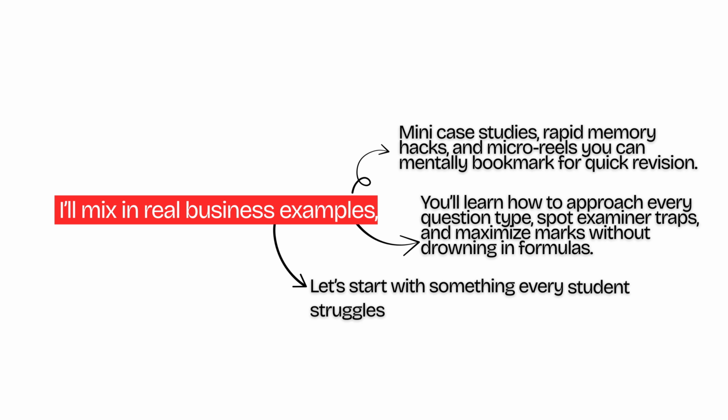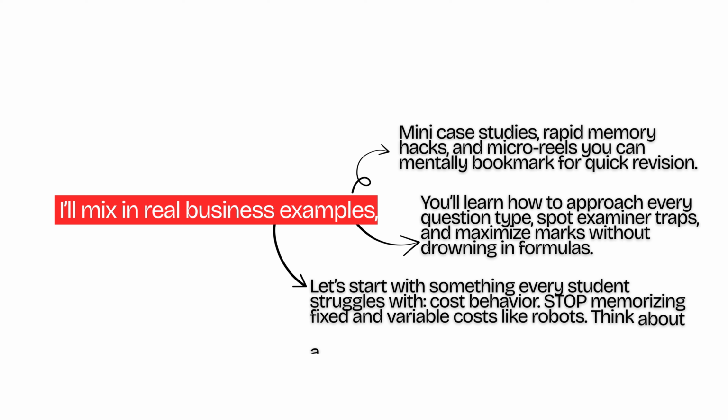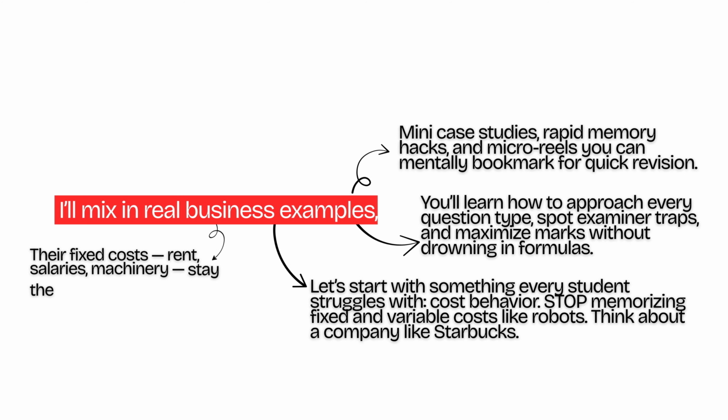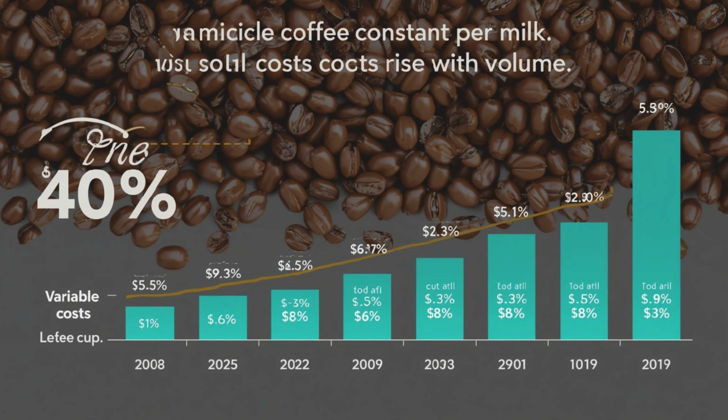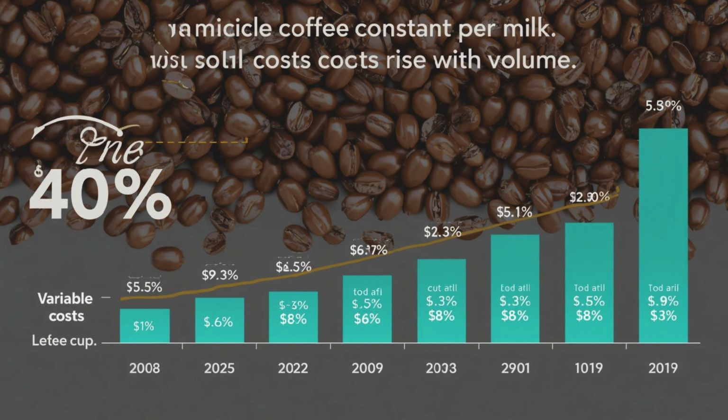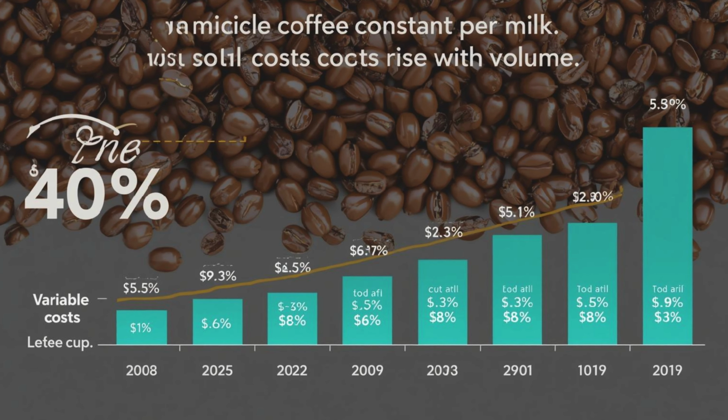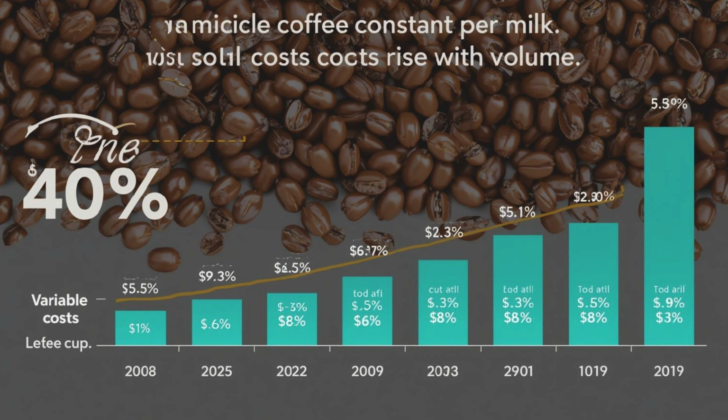Let's start with something every student struggles with: cost behavior. Stop memorizing fixed and variable costs like robots. Think about a company like Starbucks. Their fixed costs, rent, salaries, machinery, stay the same regardless of how many cups of coffee they sell. But per unit, these costs decrease as sales volume increases. Variable costs, like coffee beans and milk, remain constant per cup, but total costs rise with volume.